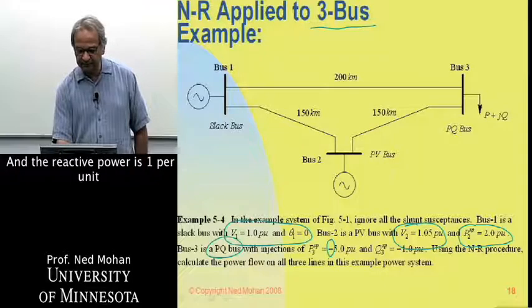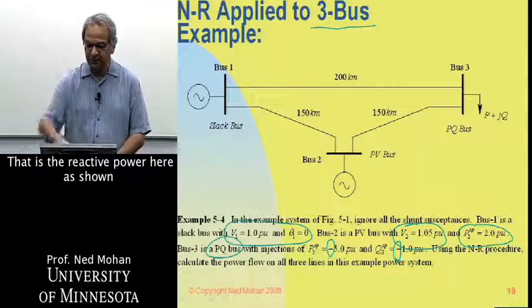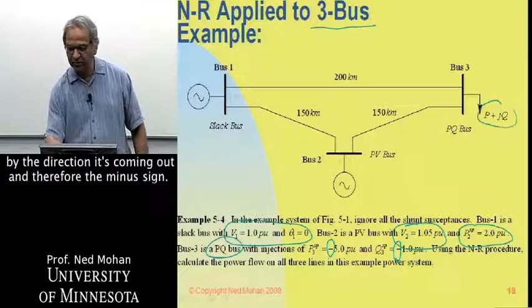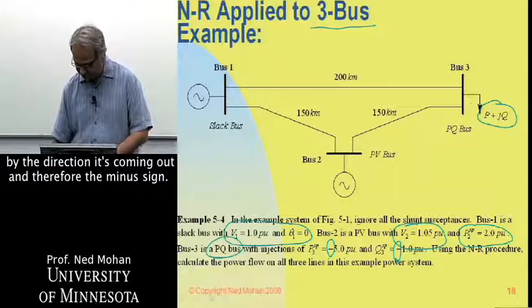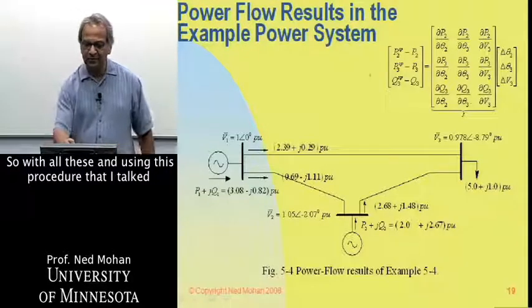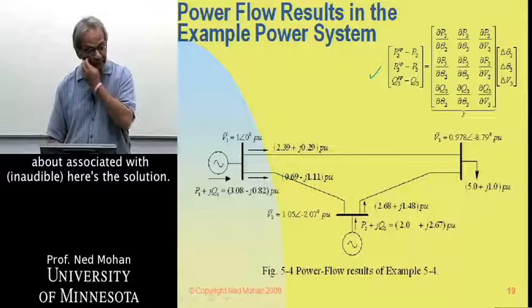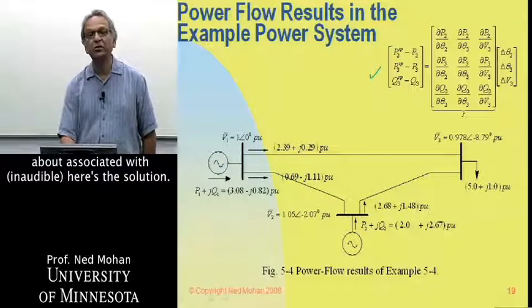And the reactive power is 1 per unit, but again with a minus sign. That is the reactive power here, as shown by the direction. It's coming out, and therefore the minus sign. So with all these, and using this procedure that I talked about associated with Newton-Raphson, here is the solution.